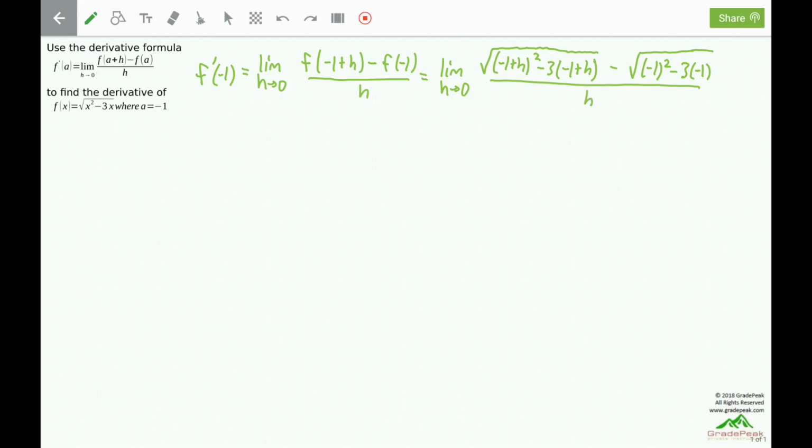Now we have the 0 over 0 indeterminate form, and we're going to continue to have that until we can factor an h out of the numerator to cancel with that h in the denominator. That's always our goal. So f prime of negative 1 equals limit as h goes to 0 of the square root. Negative 1 plus h can be written as h minus 1. It might be a little nicer looking to write it that way. I'm going to write it that way with the negative 3 as well. I'm not going to expand anything in that root just yet. I will expand the other root though.